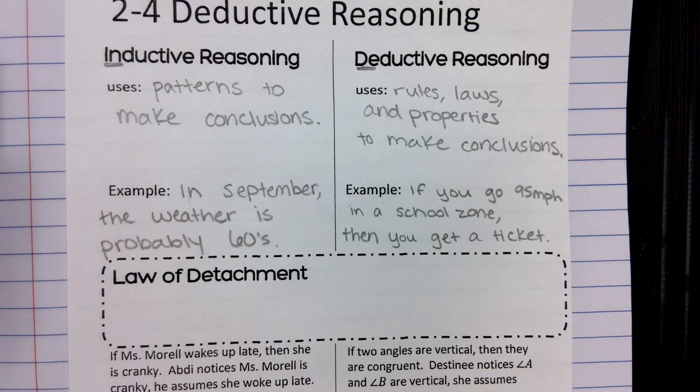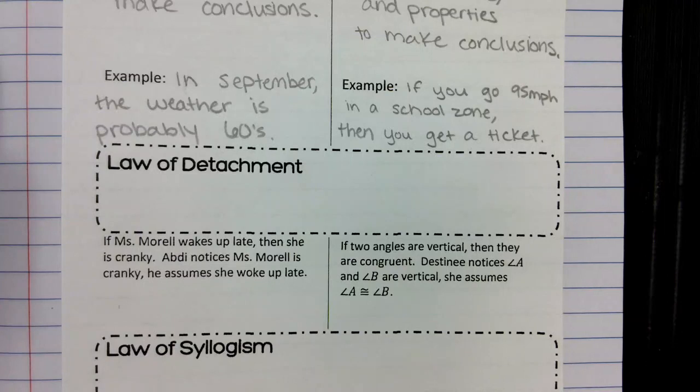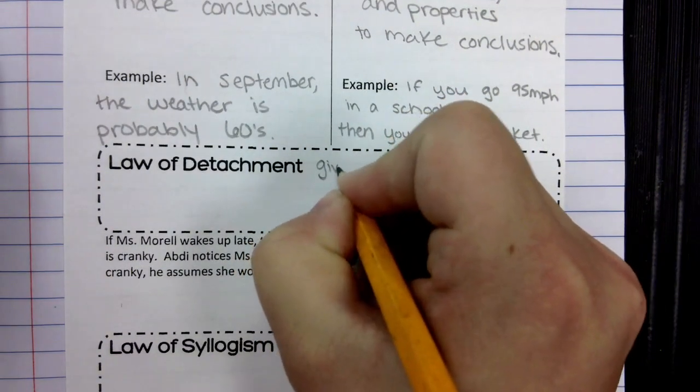With law of detachment, we're going to be deciding with if-then statements. So if we are given that if A happens, then B happens, we know that A will lead to B.